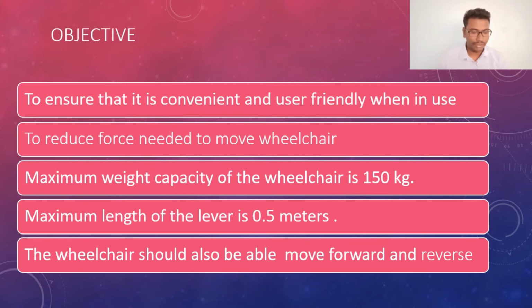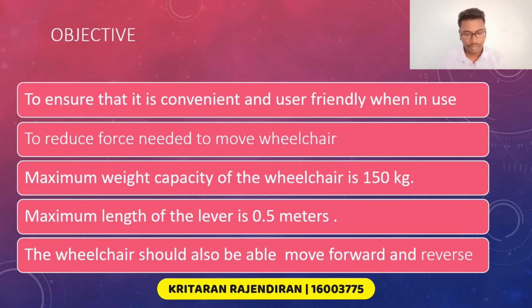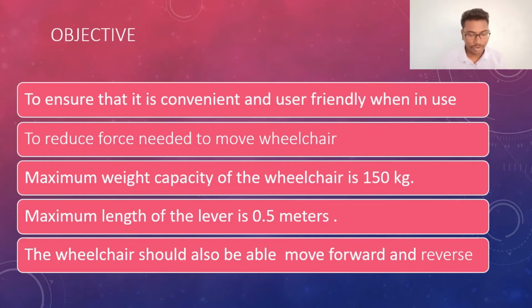Some of the specifications that were considered when designing the wheelchair are that the maximum weight capacity that this wheelchair can hold is 150 kg. Besides that, the maximum length of the lever is 0.5 meters. This wheelchair should also be able to move forward and reverse.